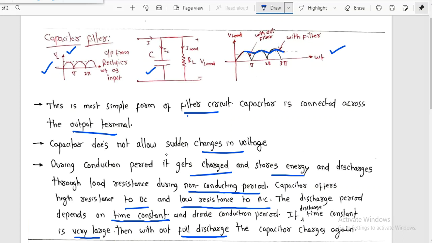And another important basic is that capacitors will not allow sudden changes in the voltage, and how much time period it gets charged and for how much time period it gets discharged all depends upon the time constant tau of the circuit, right?